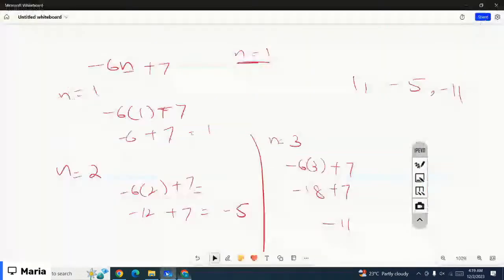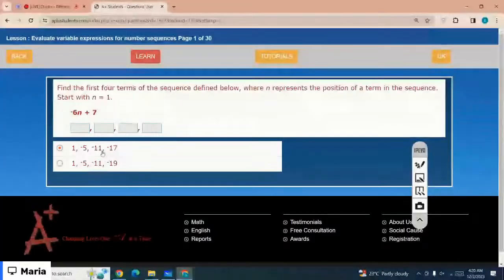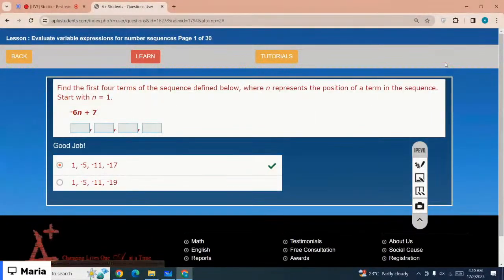Okay, let's calculate the fourth one, because n equals 4. That is negative 6 times 4 plus 7. So 6 times 4 is negative 24, and negative 24 plus 7 is negative 17, right? So the first four terms are 1, negative 5, negative 11, and negative 17. Yes, option number 1 is the correct option.